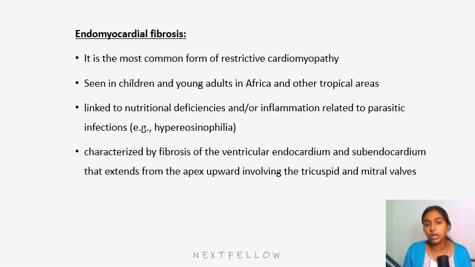Endomyocardial fibrosis is a form of restrictive cardiomyopathy. It is seen in children as well as young adults in Africa, and here it is linked to nutritional deficiency or to syndromes associated with hypereosinophilia. The fibrosis may extend even to the valves; the tricuspid as well as the mitral valve can also undergo fibrosis in these conditions.